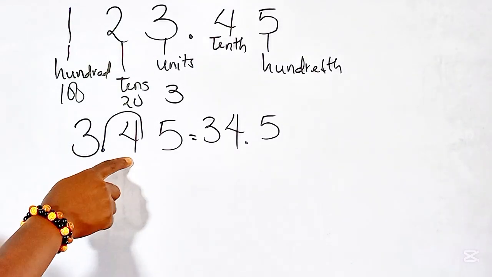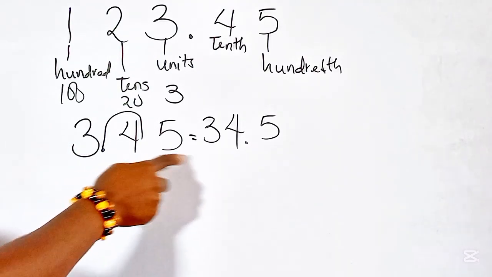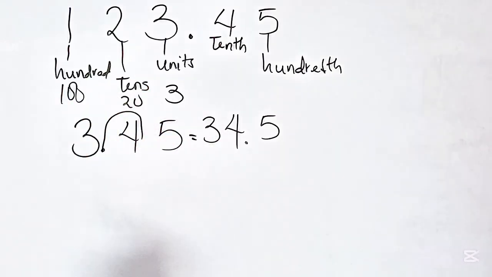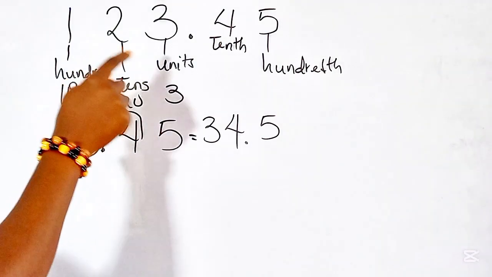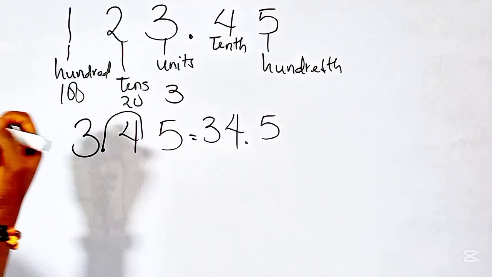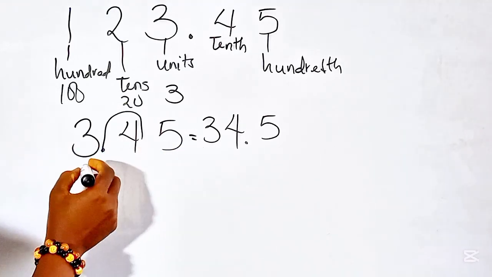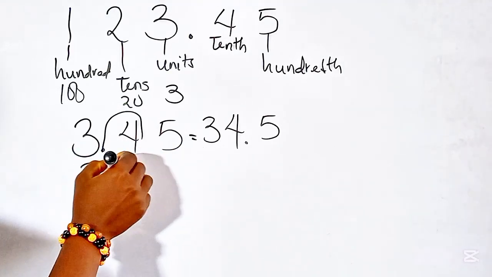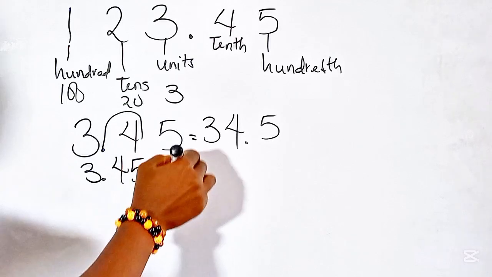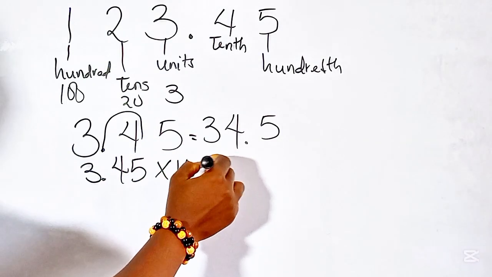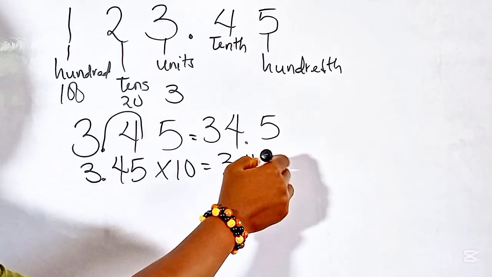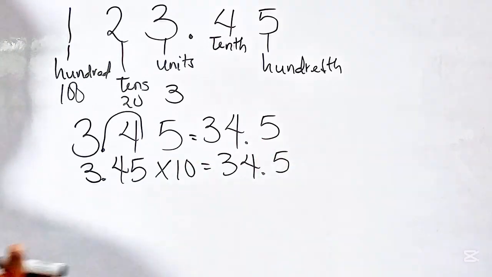Same with 4. The 4 that was in the tenths place is now in the unit place, also 10 times bigger than its previous value. So in essence, when you move the decimal point one place to the right, it's like you are multiplying the entire number, that's 3.45, by 10, because 3.45 times 10 will also give you 34.5.